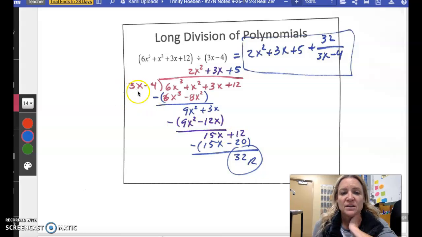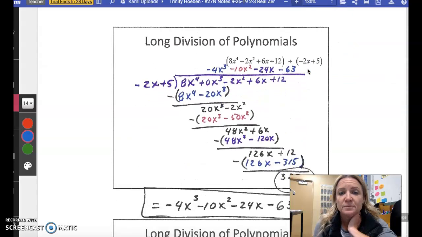And now we're going to divide. 3x goes into 15x 5 times, so we write it above the numeric term. 5 times 3x is 15x, and 5 times negative 4 is negative 20. And when we go to subtract, these cancel, and 12 minus minus, so plus 20 is 32. That's our remainder. You can write your remainder as a fraction, putting your remainder in the numerator and your divisor in the denominator. All right.